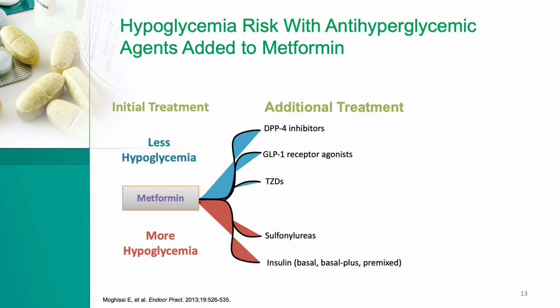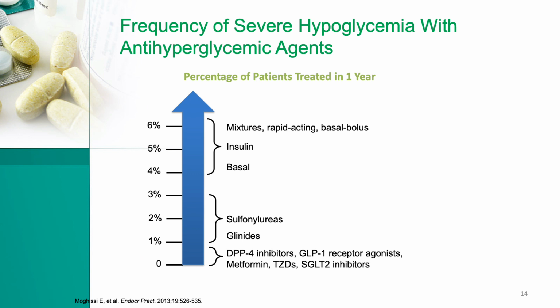This is a great graphic of what happens to the hypoglycemia risk when other anti-diabetic medications are added to metformin. So there is less hypoglycemia when a DPP-4 inhibitor is used than if a sulfonylurea or insulin is used. This figure demonstrates the frequency of hypoglycemia with anti-diabetic medications and what percentage of patients that are treated in 1 year with each of the anti-diabetic medication classifications develop hypoglycemia.